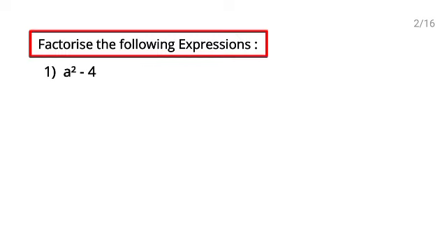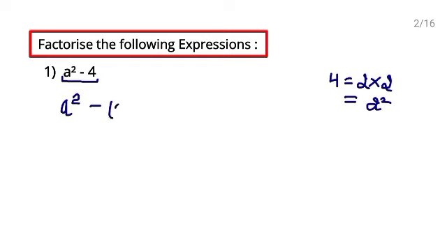So let's practice with some more questions. Question number 1 of this exercise 6E is factorize the following expressions. This is a square minus 4. So first of all, we will write it in the form of difference of squares. So a square minus b square. What is b square here? 4. And 4 can be written as 2 into 2. It means 2 square. So I'm writing it as 2 square, right?